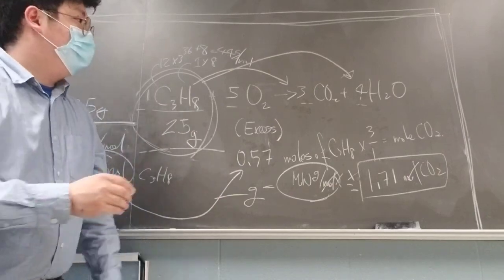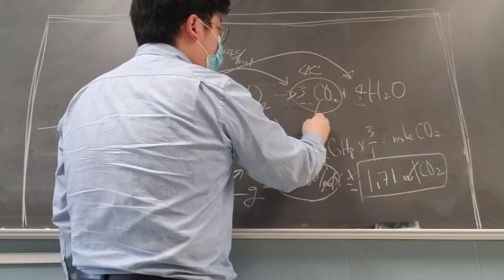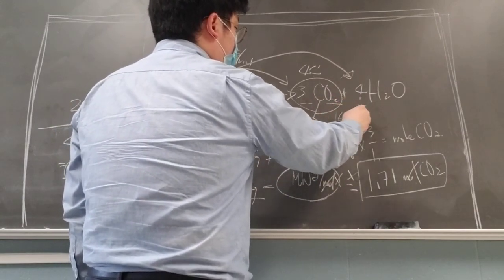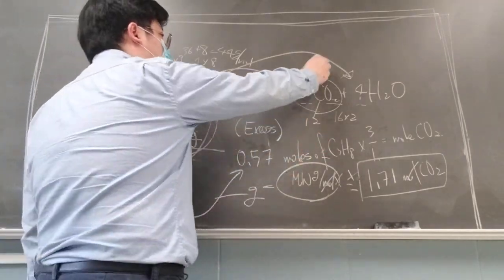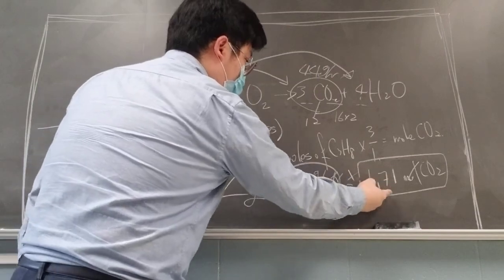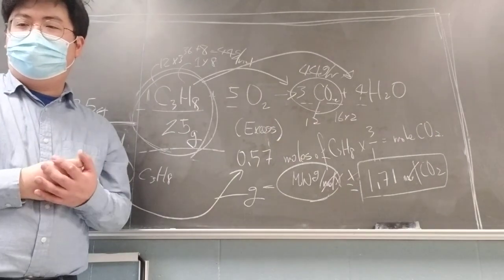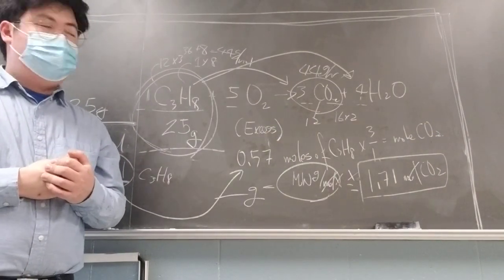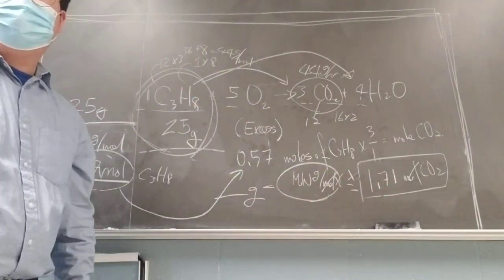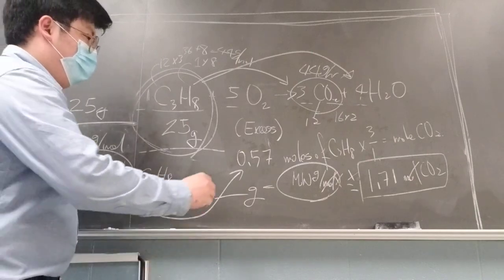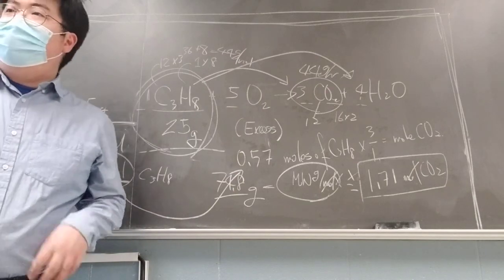The molecular weight of carbon dioxide is 44, because carbon is 12 and each oxygen is 16. So 16 times 2 is 32, and 32 plus 12 is 44. So it's 44 grams per mole. If you multiply this number by 44 grams per mole, there will be 70 something. So what's the number? 1.71 moles times 44 will be 74.8.